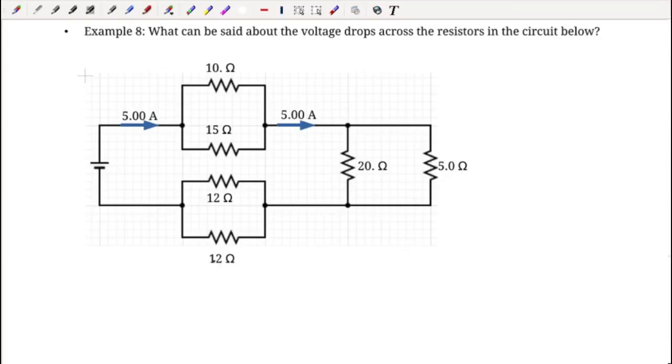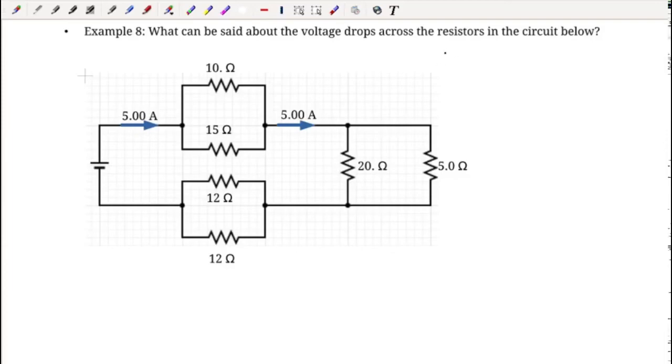So how in the world are we going to handle something like this? Well, again, we're going to make use of both kinds of adding resistance, the series adding of resistance and the parallel adding of resistance. So for each of the parallel branches, we're going to take them one at a time and add them using our parallel rules. Because the 10 and the 15 are in parallel with each other, we can replace them with one equivalent resistor by finding their equivalent resistance.